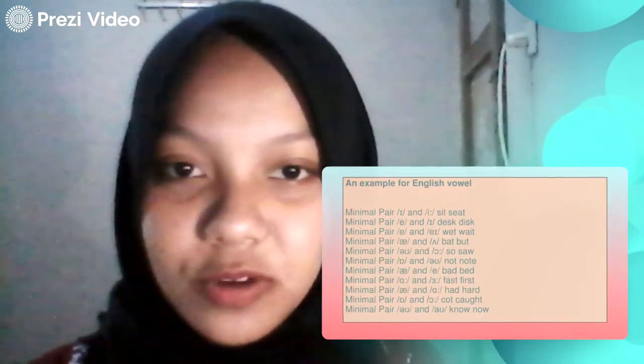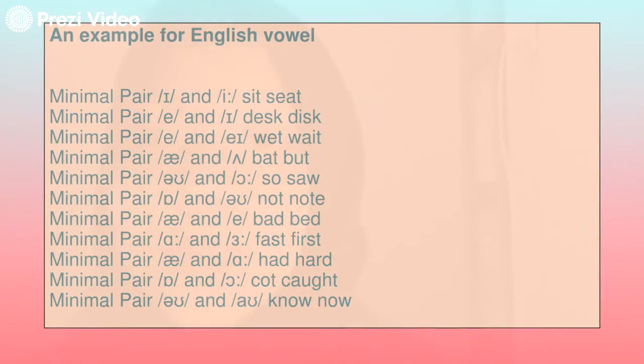An example for English vowels. Minimal pair E and E, for example, is sit and seat. Minimal pair A and E, for example, is dex and dix. Minimal pair A, for example, is wet and wade. Minimal pair of A and A, for example, is bed and butt.